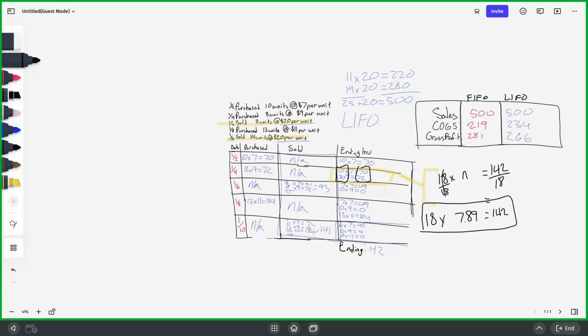But anyway, do you guys want to work on another LIFO FIFO problem? Do you want to work through lower of cost or market? Is there anything you want to focus on? I'm going to go look at chapter 4. We can talk about chapter 4 if you want. I don't mind. Now that you showed me that graph, it'll make a lot more sense. I was like, what the heck is FOB?